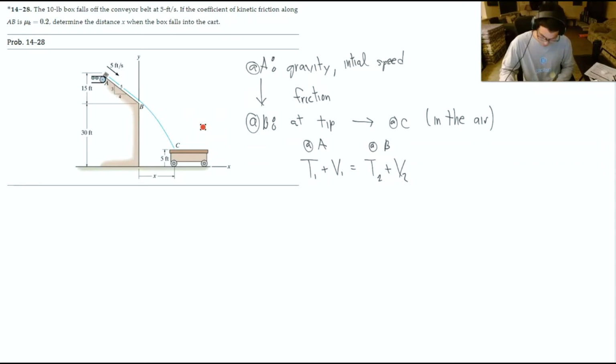A for T1, we have 1/2 m va squared. And then V1, what is V1? Well, V1 will be our gravitational potential energy. So the distance between this is 15 feet. Okay, so it's going to be weight times, I'll call it H1. Okay, I'm calling this H1, and I'm going to label this.